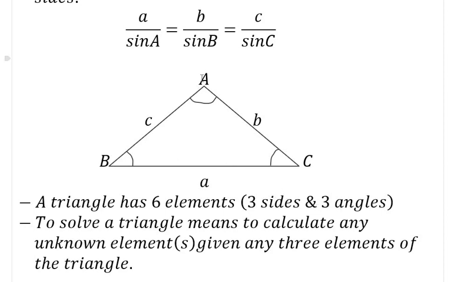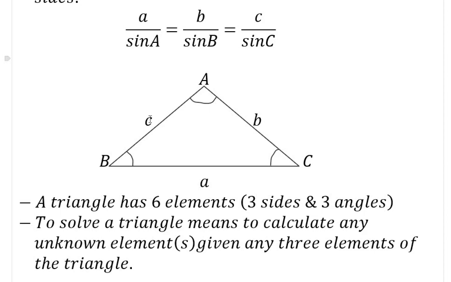Now look at this. Let's call this place A. The side opposite to it is small letter a. We call this place B. The side opposite to it, small letter b. Let's call this place C. The side opposite to it is small letter c.